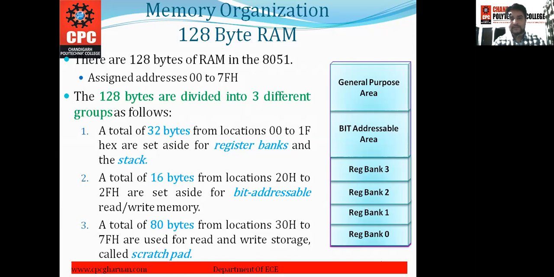This 128 bytes is further divided into three different groups. First group is of 32 bytes, that is reserved for its register bank and its stack, and it ranges from 00 to 1F. Next group is of 16 bytes, that is reserved for bit addressable, and it ranges from 20H to 2FH. And the last third group, that is of 80 bytes, has locations from 30H to 7FH, and it is used for read and write storage. This is called a scratch pad.